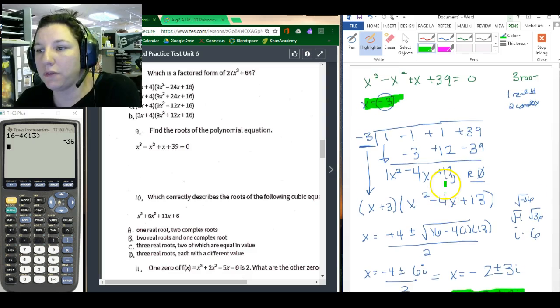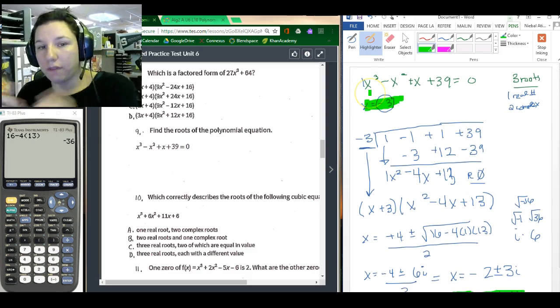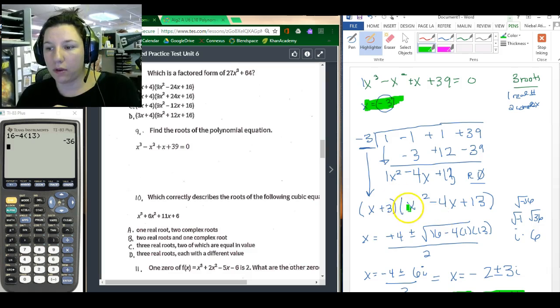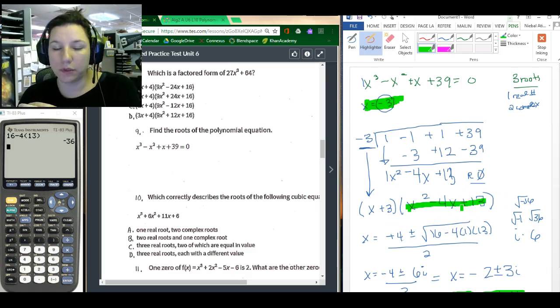Those are our answers. So go over the steps again. Graph the equation, find the real root, and then take that number to do synthetic division. And then what you're left with, most times you have to use the quadratic formula to get your two complex roots.